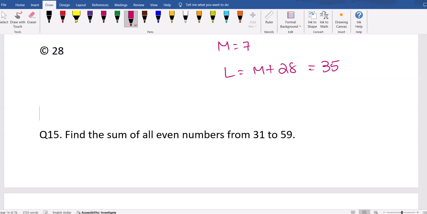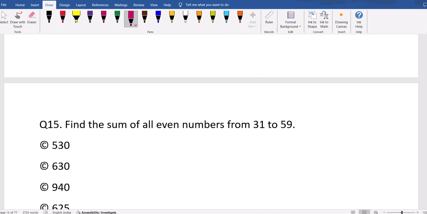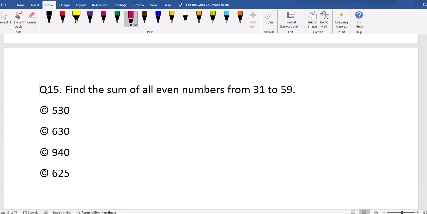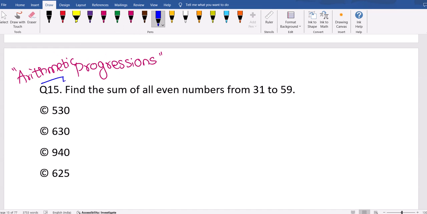Now, sum of all even numbers from 31 to 59, my dear friends, calculator not allowed. Progressions is very, very important. Today, I think we have questions related to progressions, especially arithmetic progression. They are in CoCubes progressions. They are asking arithmetic progressions. You can add progressions, arithmetic progressions, to your topics. Yes, all even numbers.